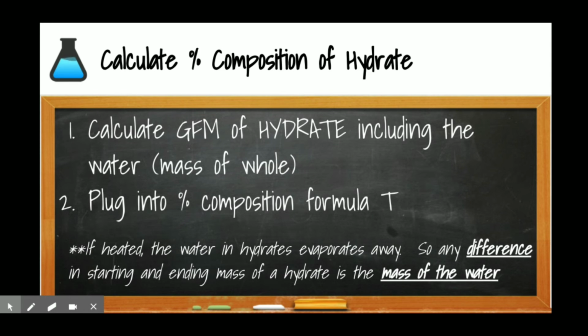To calculate the percent composition of water in a hydrate, you're going to have to calculate the gram formula mass of the entire hydrate molecule, including all of the waters. And then you're going to have to plug in to the percent composition formula on reference table T. It is important to know that if you heat a hydrated salt, it will evaporate the water, and the difference in the starting and ending mass will be the mass of water inside the crystal.